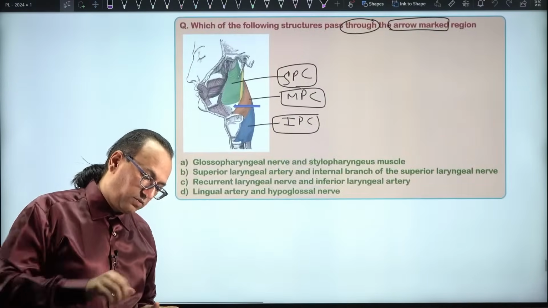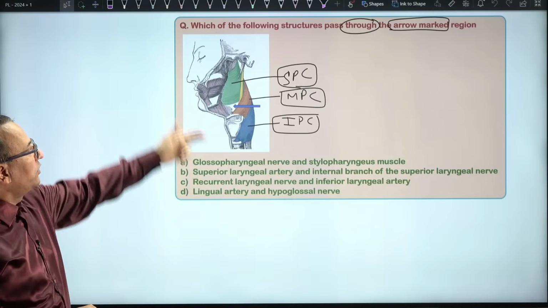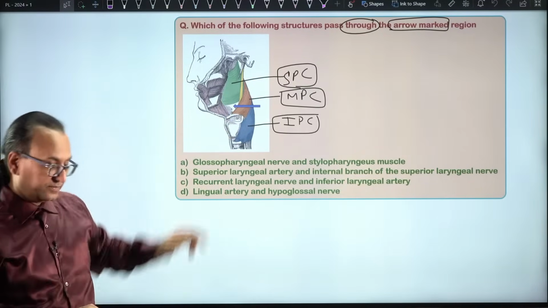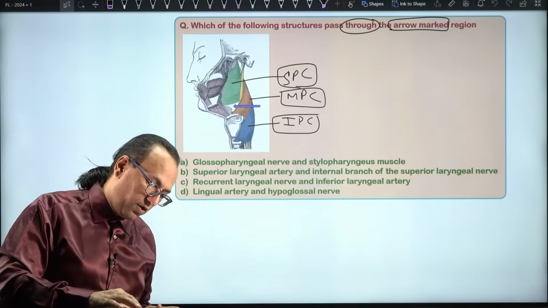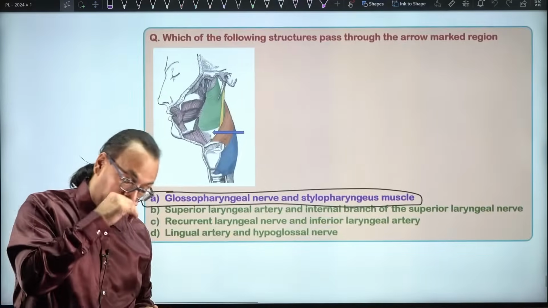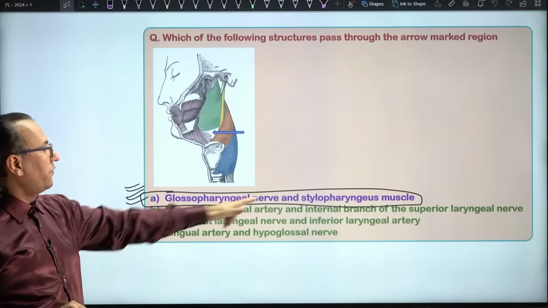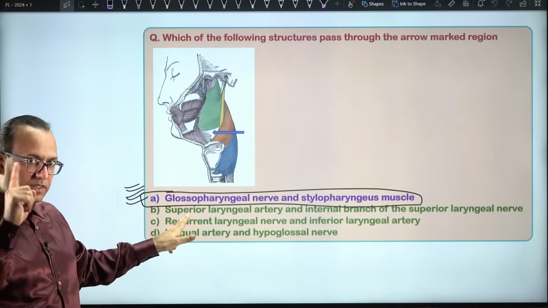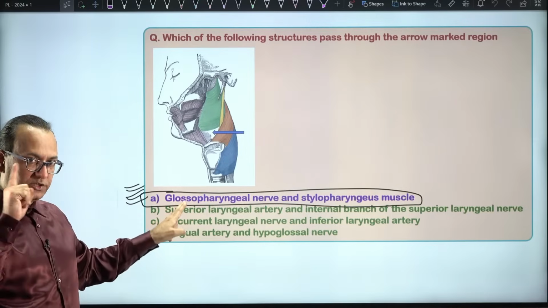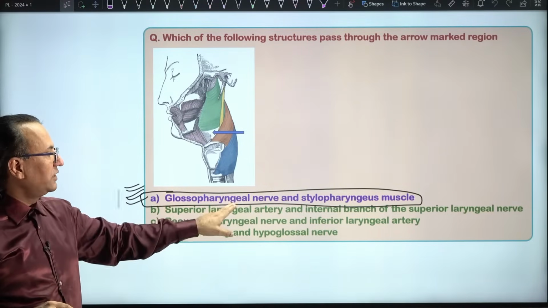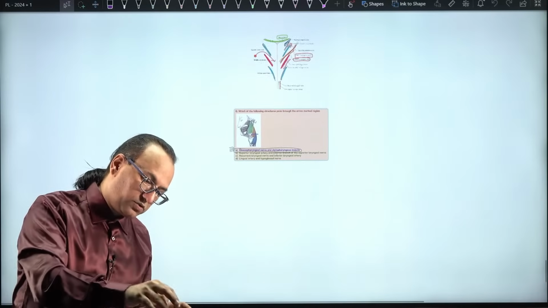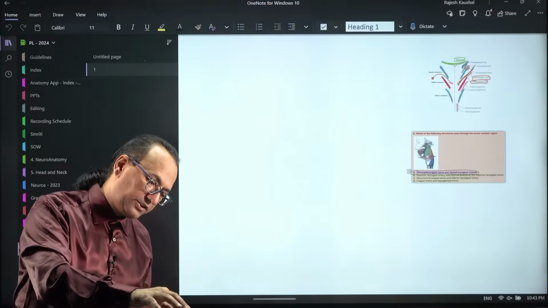And this was the question. It was asking about the structure passing between the superior and middle pharyngeal constrictor. It is the structures belonging to the third arch. So structures which belong to the third arch are the glossopharyngeal nerve supplying the stylopharyngeus muscle. There is only one muscle which develops in the third arch, and that is stylopharyngeus, and the nerve of the third arch is glossopharyngeal. So both of them pass in this gap. So this was one way we did things.